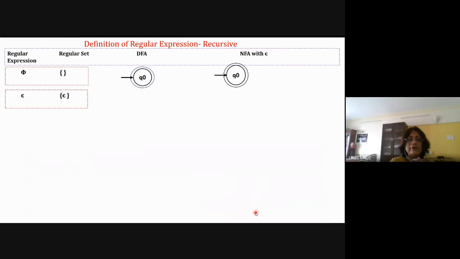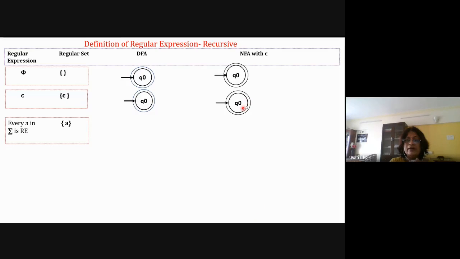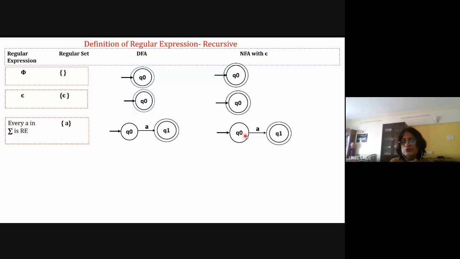Okay. So for epsilon and phi, the initial state is a final state. Now look at this NFA diagram, NFA with epsilon. This I have taught you in the previous lecture. For A, we say that every symbol from sigma is a regular expression. So with A, it will go to the final state. From Q0 with A, it will go to the final state. Then this is a diagram for R.